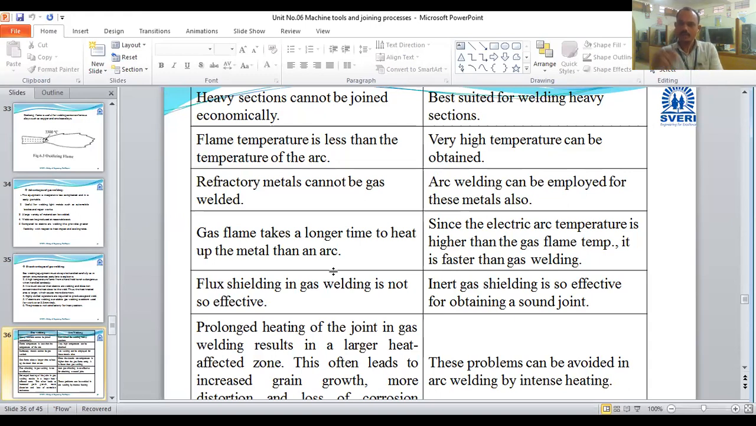In arc welding, the flux on top of the electrode, what is the function of that flux? Who will tell me what is the function of that flux in arc welding?